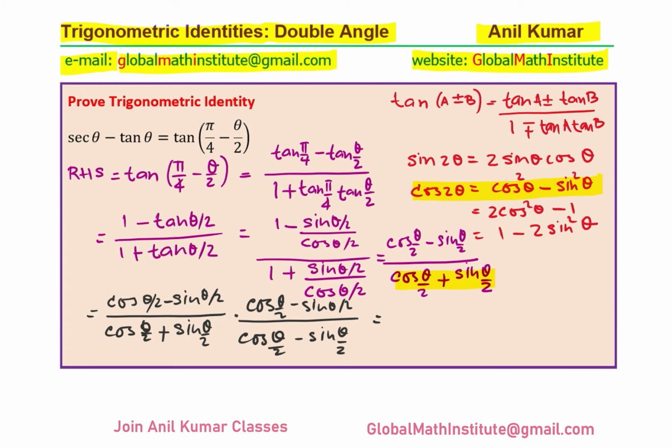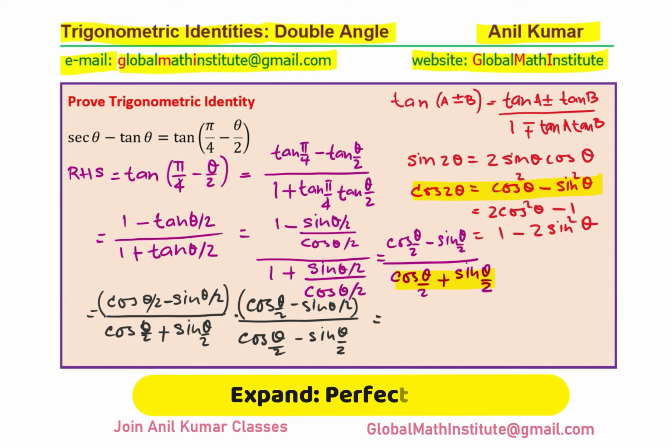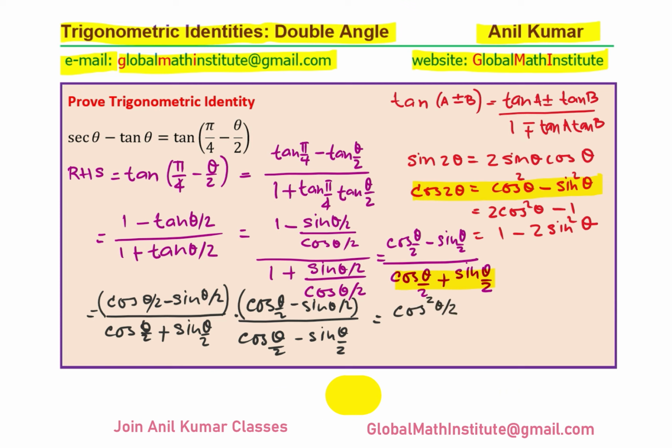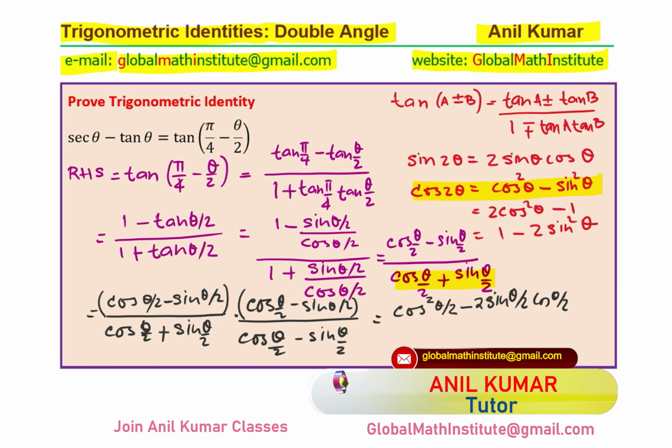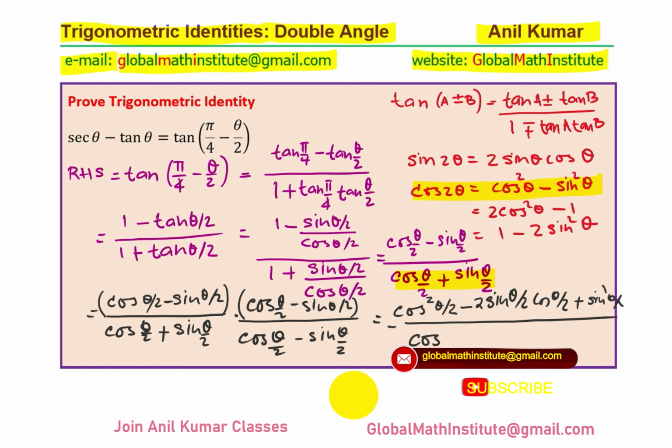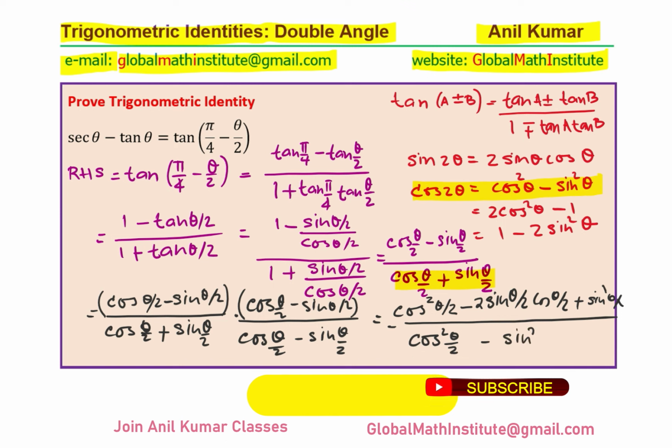So, in the numerator, we'll get the square, right? And in the denominator, we get the difference of squares, right? So, when you multiply these two terms, we get a minus b whole square, right? So, expanding a minus b whole square, we get cos square theta by 2 minus 2 sine theta by 2 cos theta by 2, plus sine square theta by 2, a minus b, right? Divided by the difference of squares, which is cos square theta by 2 minus sine square theta by 2.